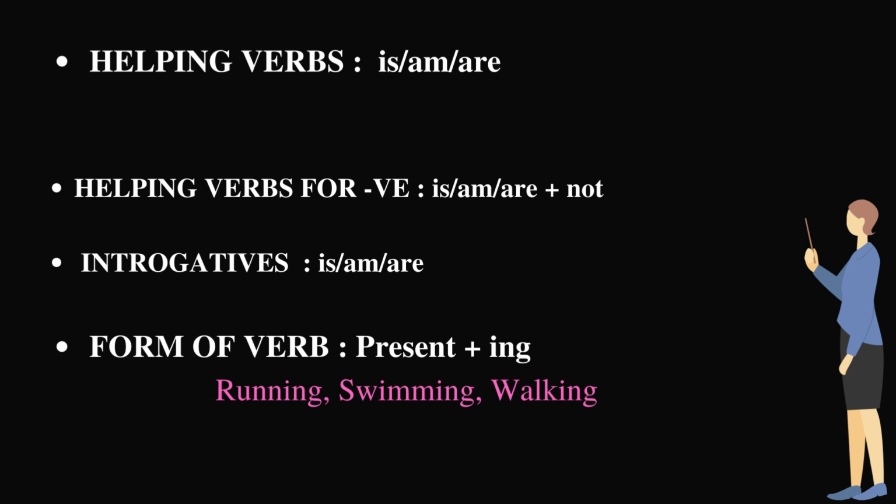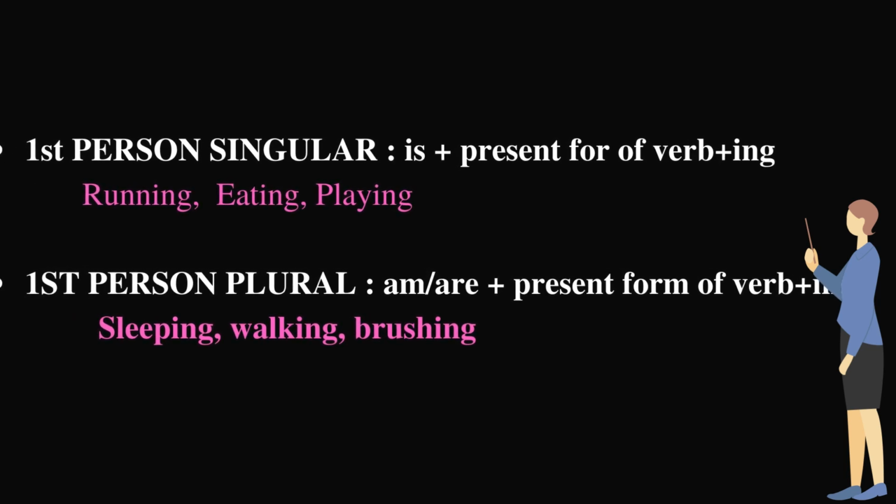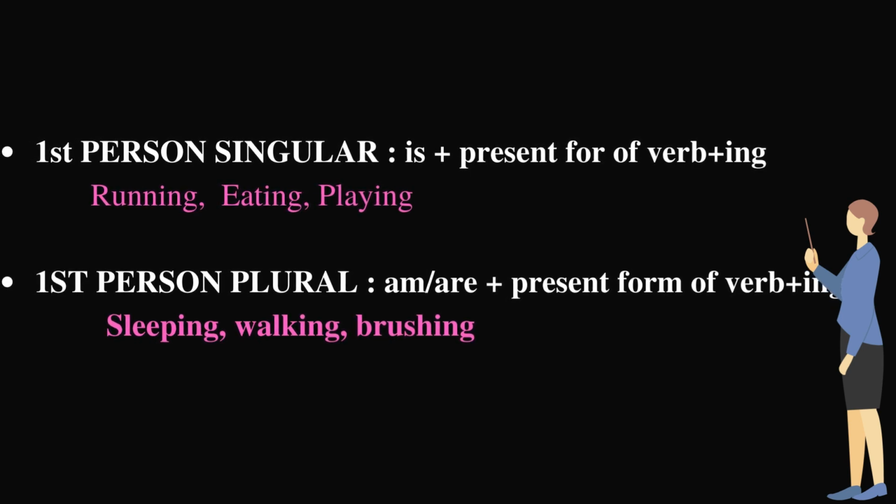For present continuous tense, we use the present form of the verb ending in ing. For example, running, swimming, walking. In a sentence, when we have subject first person singular, we use helping verb is followed by present form of the verb ending in ing. When we have subject first person plural, we use helping verbs am or are followed by present form of the verb ending in ing.